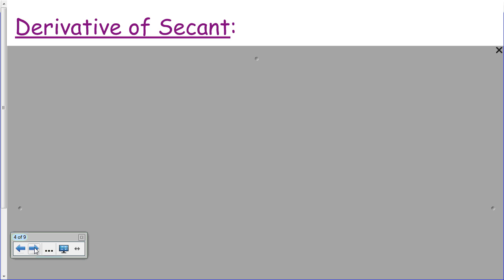All right, let's try another one of these. By the way, if you went through and found the derivative of cotangent, you'd follow pretty much the same process that we just went through. So let's take a look at secant now.